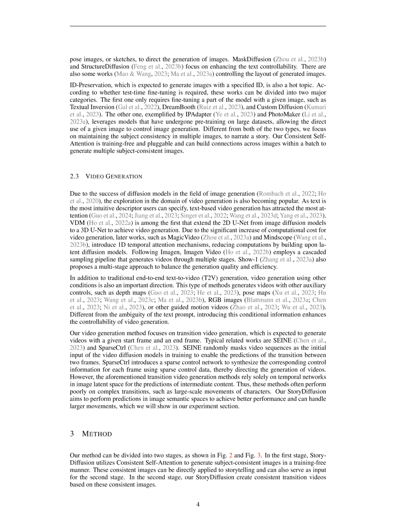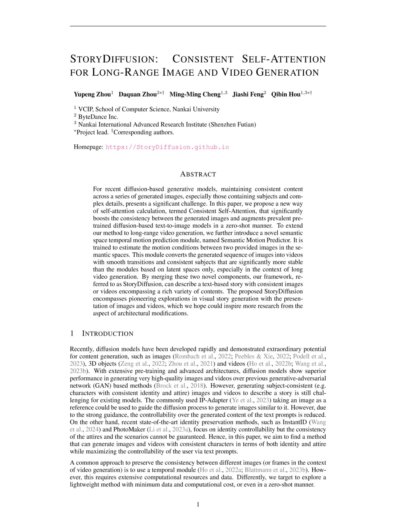The theoretical and practical benefits of using consistent self-attention compared to existing methods in image and video generation are significant. The consistent self-attention module allows for the generation of subject-consistent images with consistent characters in terms of identity and attire, while maximizing user controllability via text prompts. This is achieved in a training-free and pluggable manner, which reduces the computational cost and data requirements compared to methods that rely on extensive training or fine-tuning.